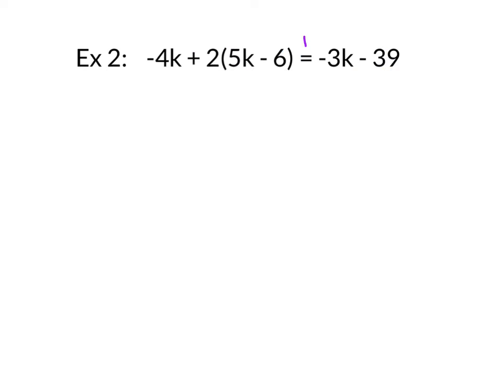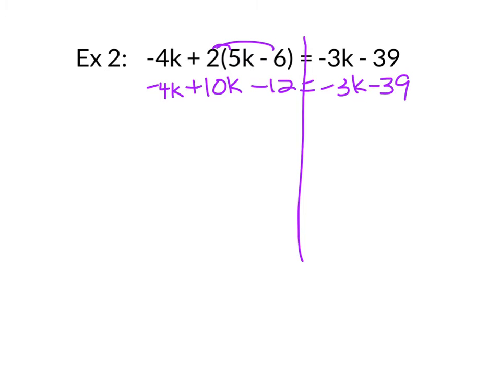Alright, now we have a bit of a longer problem, but still the same process. I see a parentheses with a number in front, so I'm going to distribute. 2 times 5k is 10k, and then 2 times negative 6 is negative 12. Then we can just bring down the right hand side.